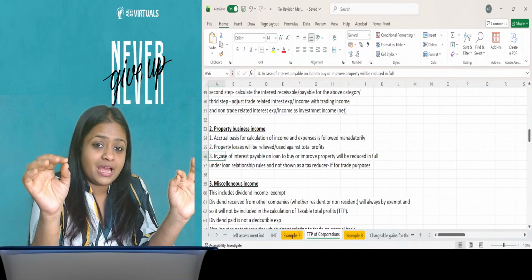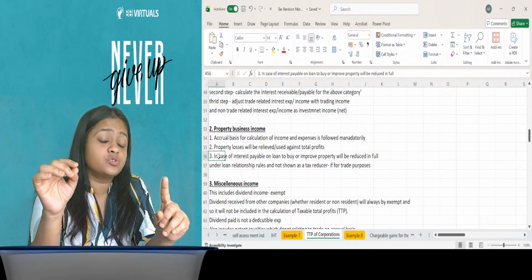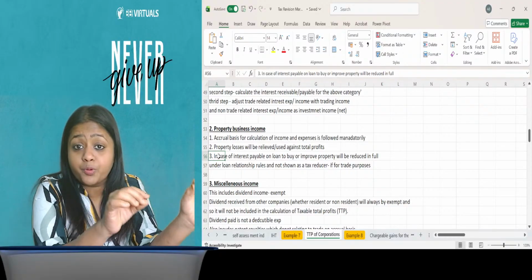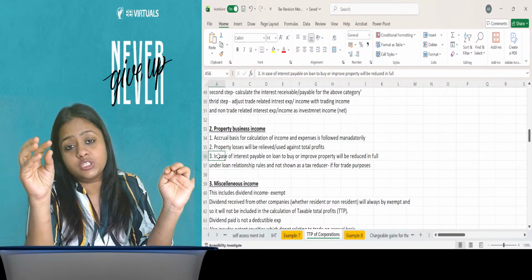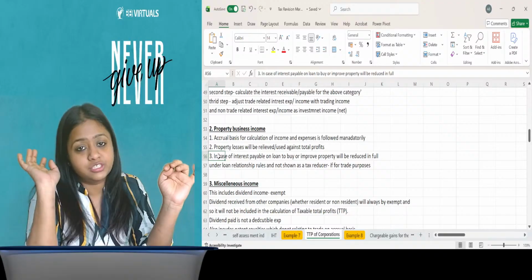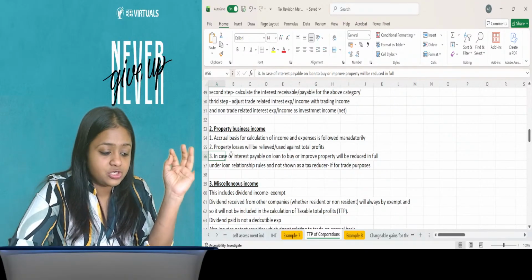You will have full finance cost allowed, but then that finance cost will not be allowed as a deduction from property income. Then where will we take it, ma'am? That finance cost will be shown under non-trade loan relationship. Okay, and so I will just repeat this point.